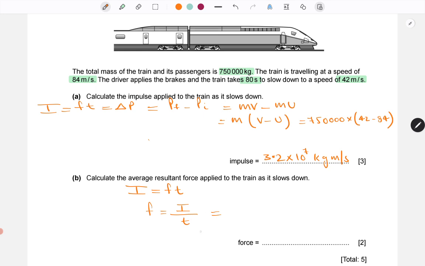Now, how much is the impulse? You have already calculated the impulse in the first part, right? Substitute the value of impulse from the first part. In the first part, our impulse value is 3.2 times 10 to the power 7, and the time is 80 seconds. So the final value is approximately 3.9 times 10 to the power 5. Now the unit: because this is force, the unit is newtons, simply capital N. So this is the first question on impulse.